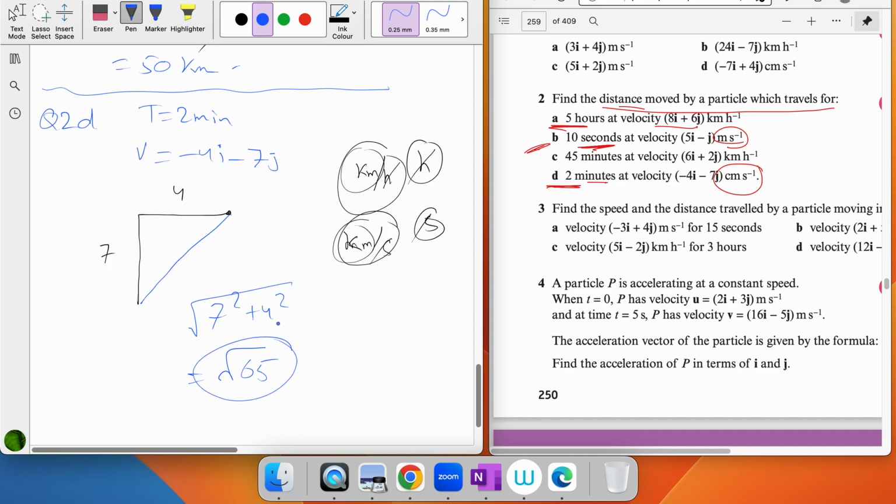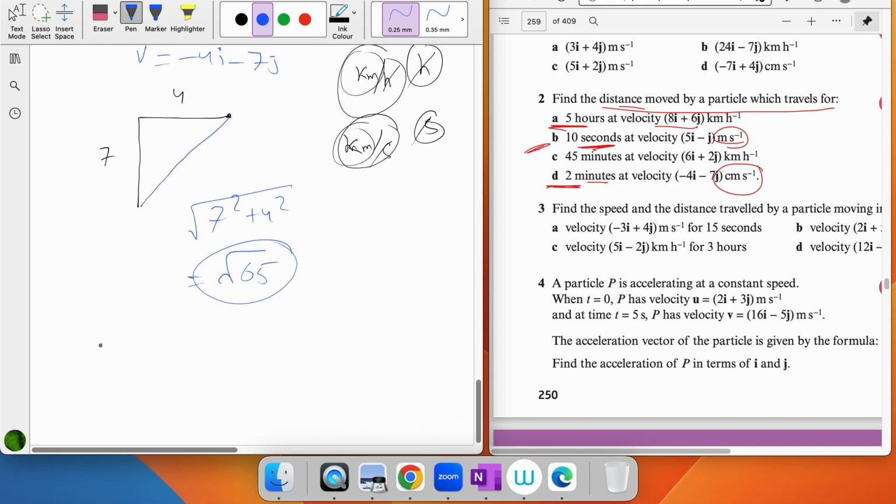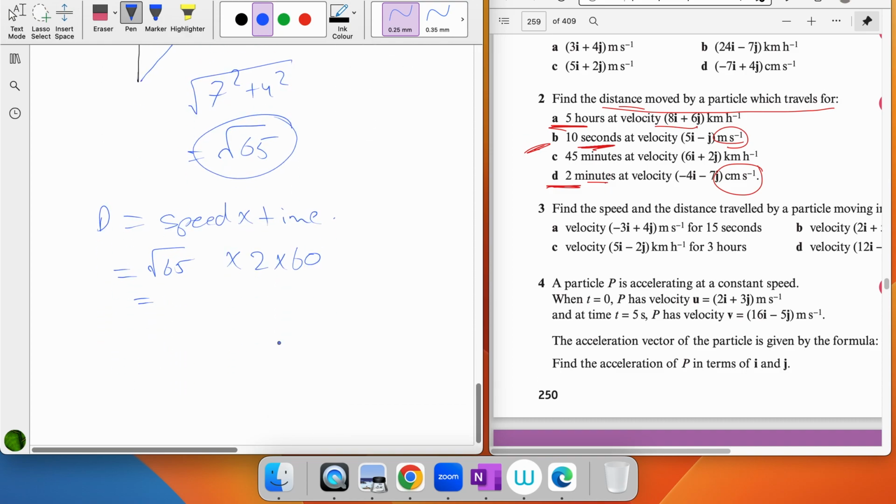Now we know the speed. So distance is equal to speed into time. Now my speed is square root 65, which is in centimeters per second, and time is in minutes. Time was 2 minutes, so I'll multiply with 60 to convert it into seconds. Now everything is in seconds. So square root 65 times 2 times 60 is 967 centimeters.